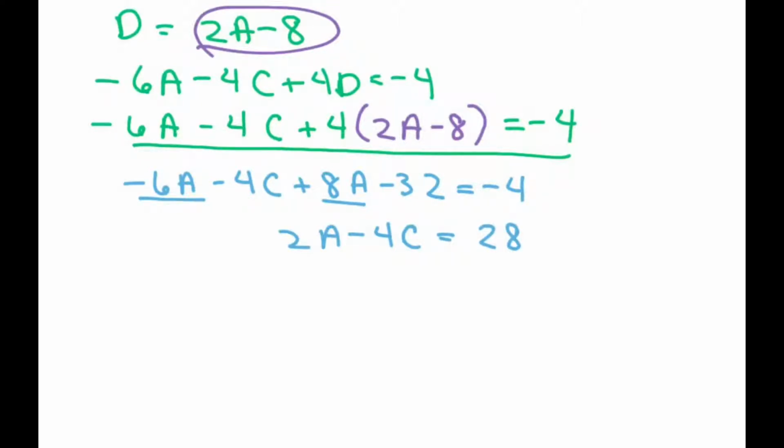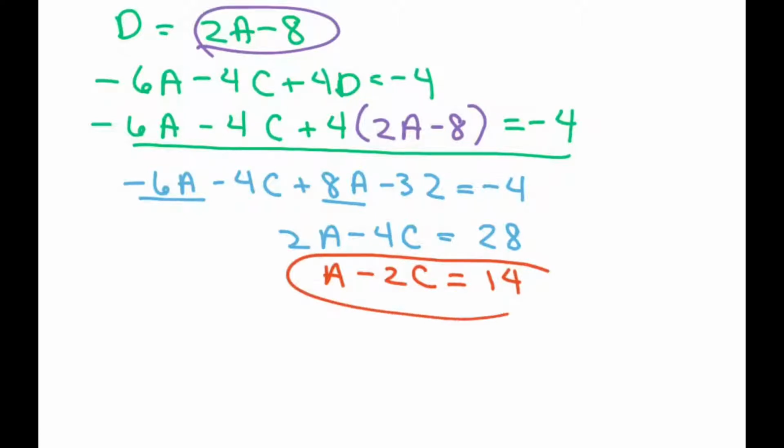I'm going to go ahead and solve for a. Well, I think what I'm going to do is just reduce everything by 2. If you reduce everything by 2, you get a minus 2c equals 14. So we have this one.